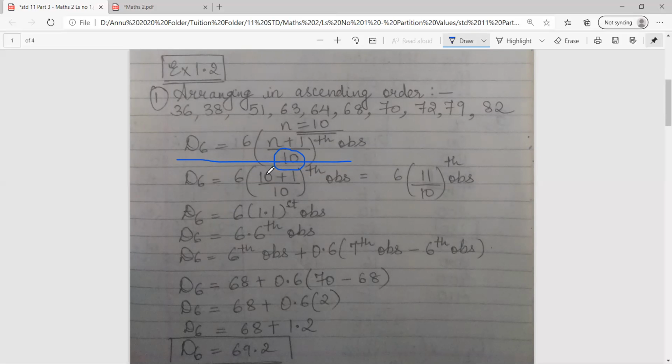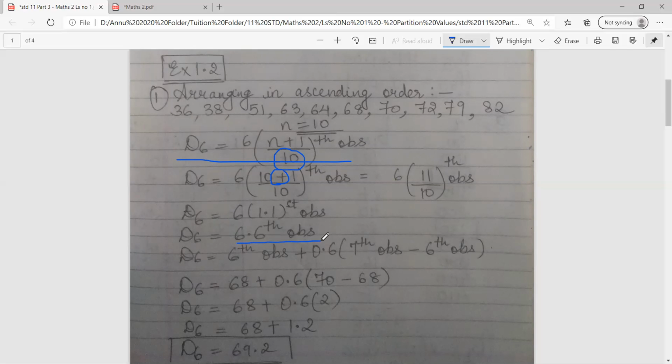Please do not cancel 10 and 10 as there is a plus sign in between. Please be careful. Whenever you have to cancel, there should be a multiplication or division sign. But here, along with the division sign, there's a plus sign, so you cannot cancel. Please don't make those silly mistakes. So 10 plus 1 gives you 11 upon 10, which is 1.1. Now 1.1 into 6 will give you the 6.6th observation.